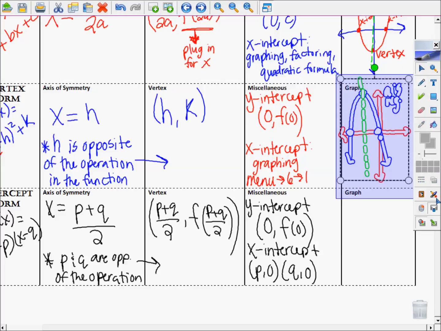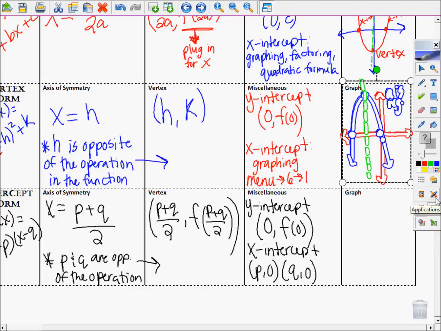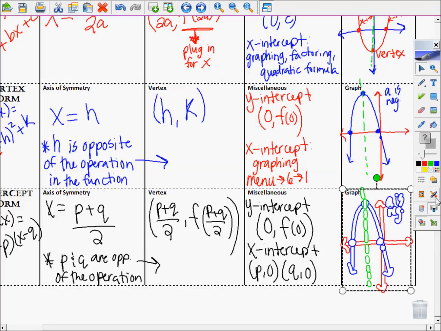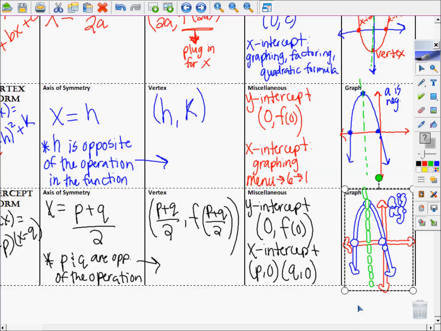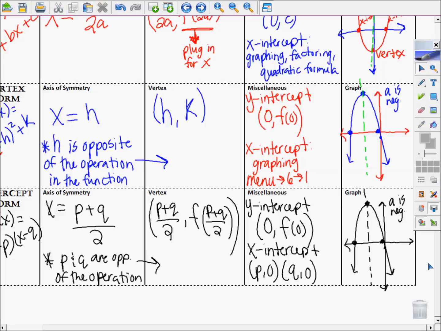So I'm going to be lazy. Just do a little thing like this. I'm just going to be lazy. I mean, you can draw any graph. You're just illustrating what the values are.